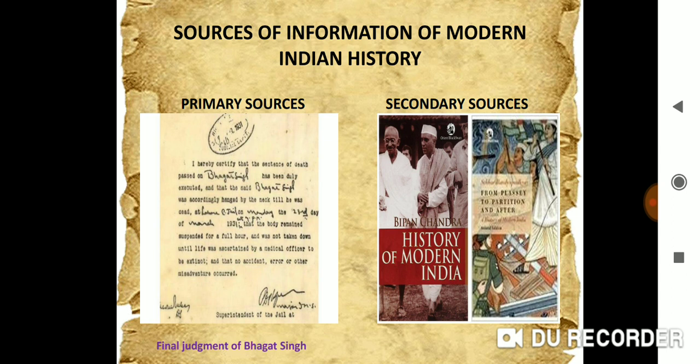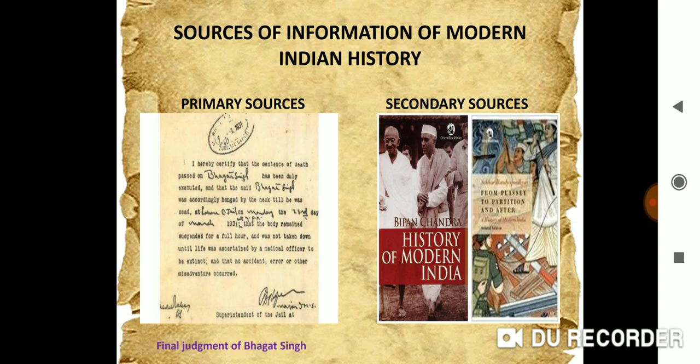So for that reason, there are two types of sources: the primary sources and the secondary sources. I have given two different pictures. Primary sources, that is original, and secondary sources, that is not original.